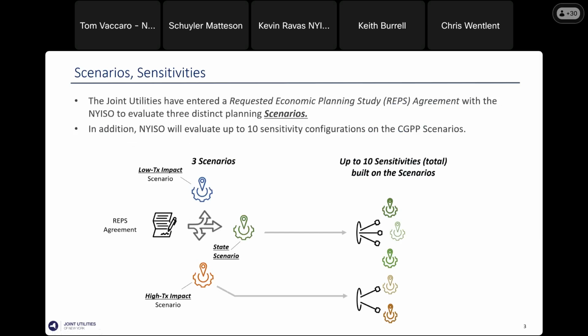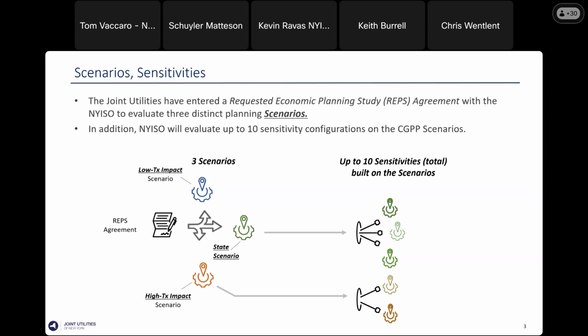Excellent. So scenarios and sensitivities, as you know, the joint utilities have engaged the NYISO through a REPS agreement, a requested economic planning study agreement, which allowed us to build out the 3 scenarios, which NYISO kindly and aptly just delivered on and shared with the rest of EPAC here. Beyond those 3 scenarios that we've just gone through, we have also got the opportunity to evaluate up to 10 sensitivity configurations with the NYISO.